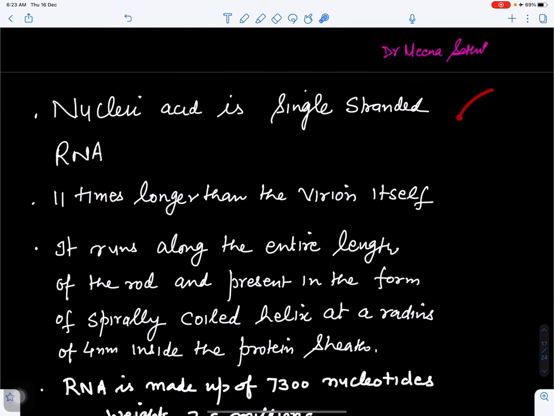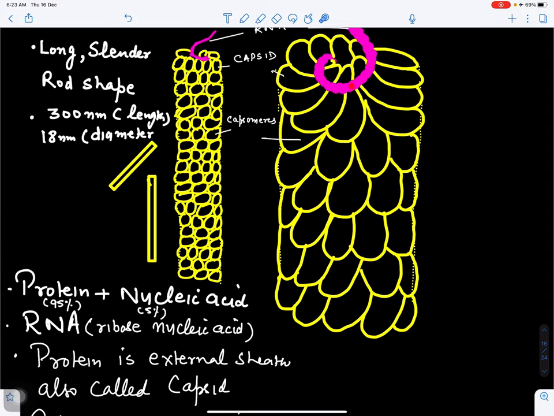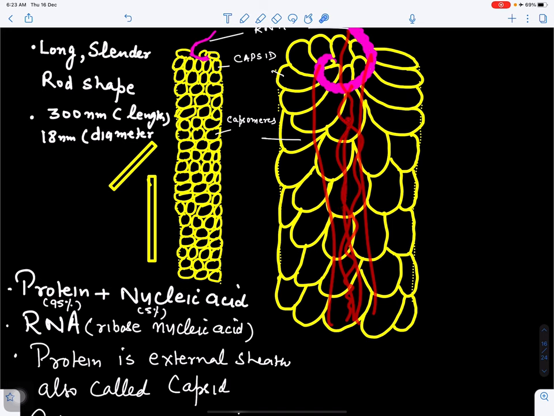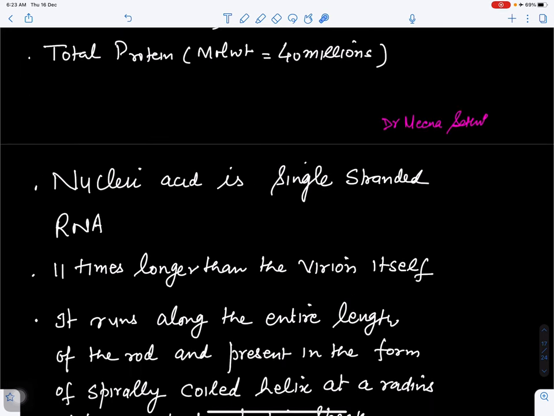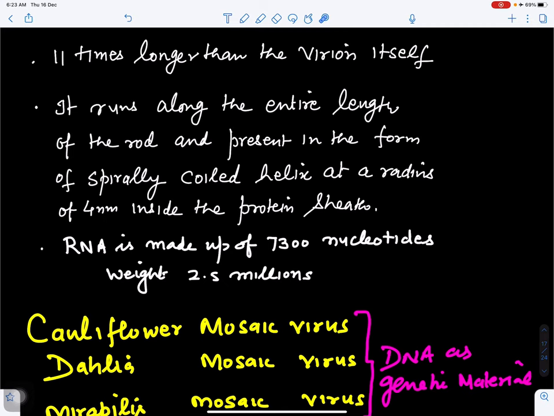Now, the nucleic acid, RNA, is single stranded. This is not double stranded. And this is 11 times longer than the protein part. And this runs all along the entire length. Like, this is also present inside the capsomeres. So this is running like this, and this is covered by a sheath, and this is running inside the virus particle. So this runs along the entire length of the rod, and this is present in the form of a spirally coiled helix at a radius of 4 nanometer inside the protein sheath.